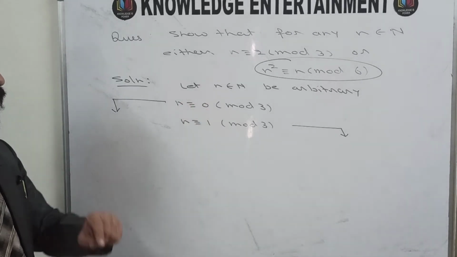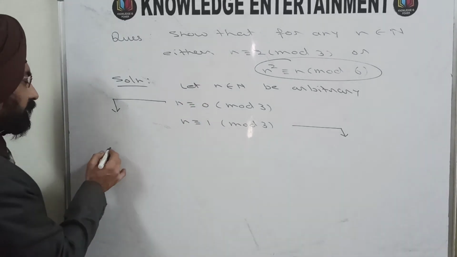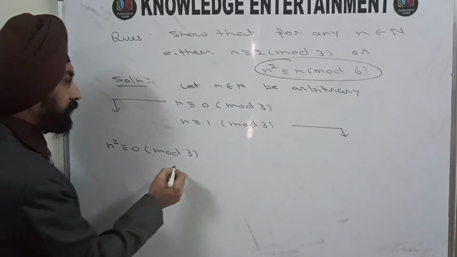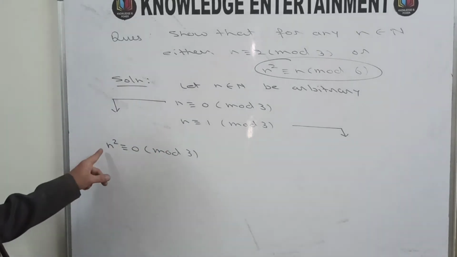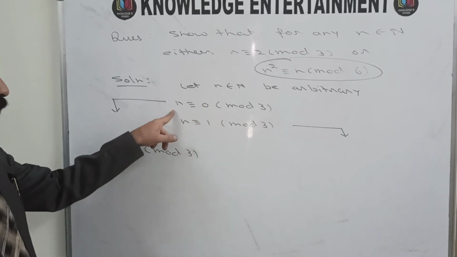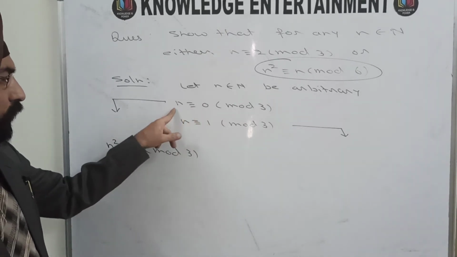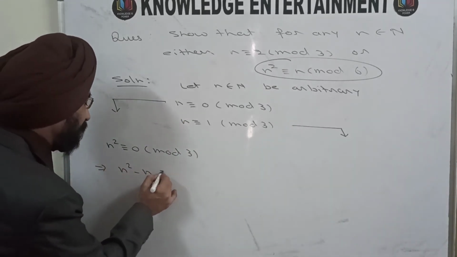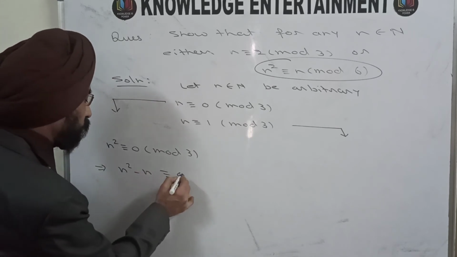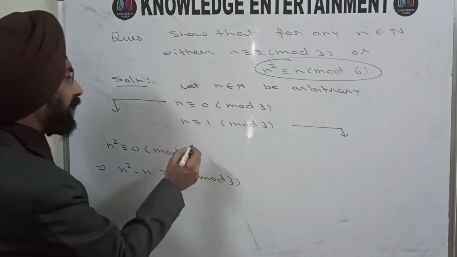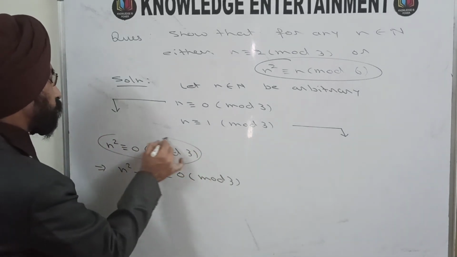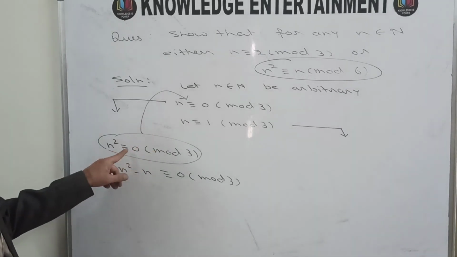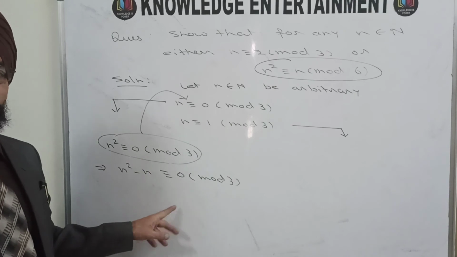If your n is congruent to 0 mod 3, definitely n square is also congruent to 0 mod 3, taking power on both sides. Now n square is congruent to 0 mod 3 and 0 is congruent to n mod 3. A is congruent to B, B is congruent to C, so A is congruent to C. This means n square minus n is congruent to 0 mod 3. Or you can say that subtracting this congruence from that one, n square minus n is congruent to 0 minus 0 modulo 3. So we have obtained this result.